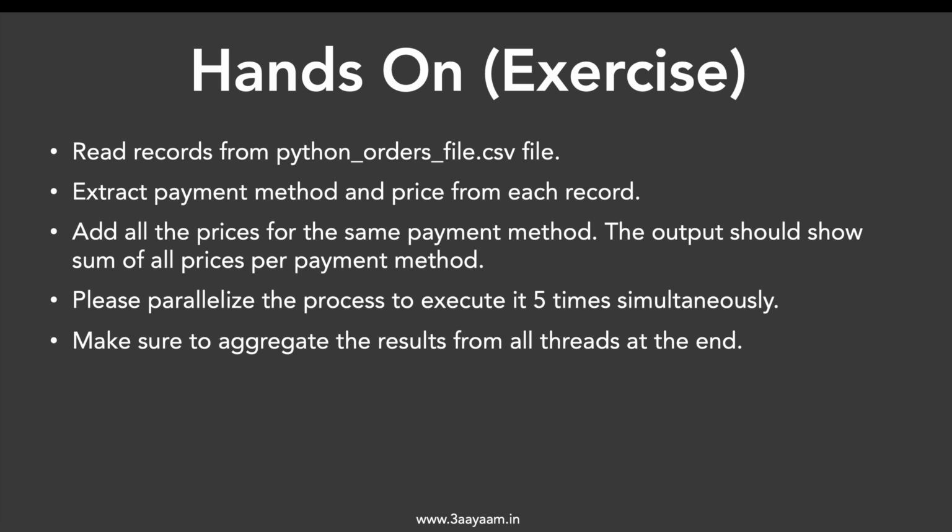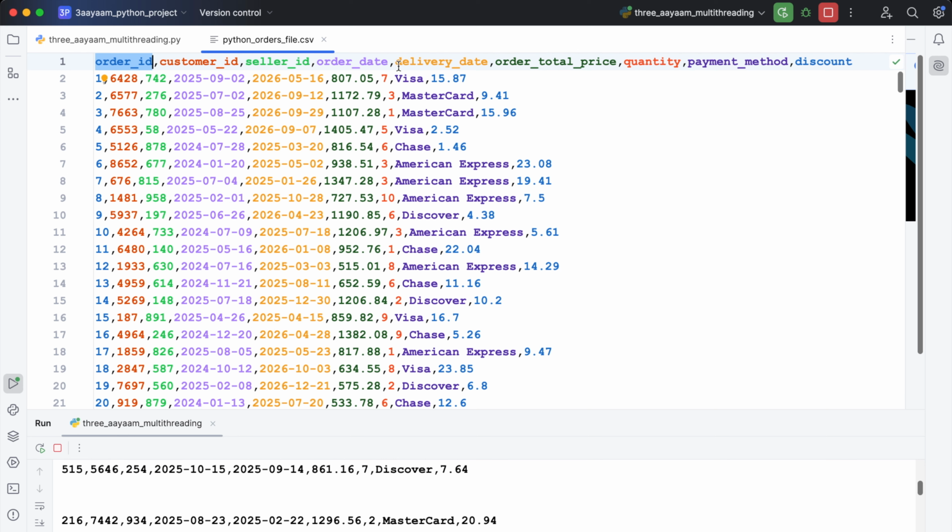So this is a little different. If we look at the file, we have order ID, customer ID, seller ID, order date, delivery date, order total price, quantity, payment method. So what I'm saying is that for each payment method, add up the order total price. So let's say there's Visa here, then there's Visa here also. So let's say 807.05 plus 1405.47 plus 859.82, and it should happen for all the different card types or payment methods.